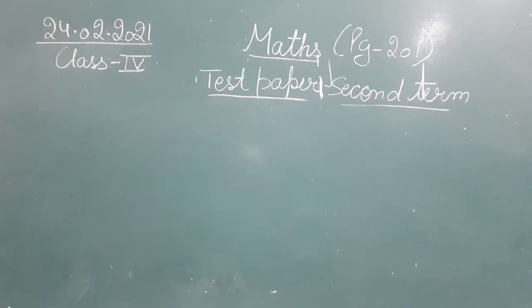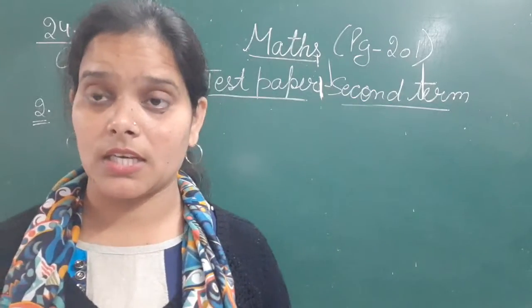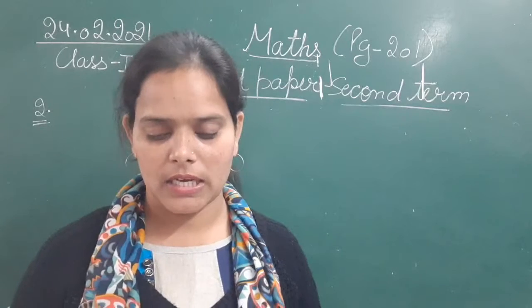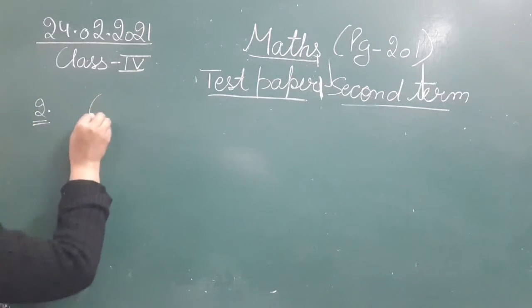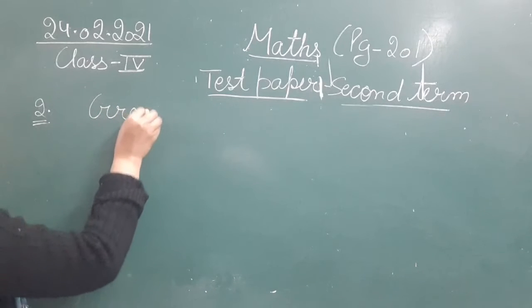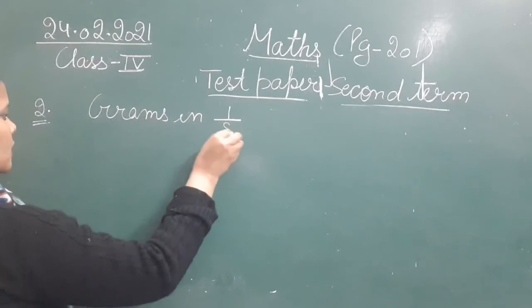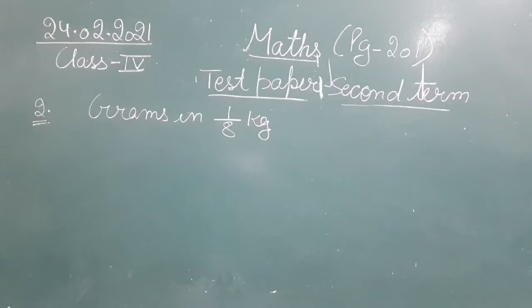Let's do the second one. The second question is, how many grams are in 1 upon 8 kg? So we need to find out grams in 1 upon 8 kg. हमें 1 upon 8 kg में grams ढूंढने हैं.